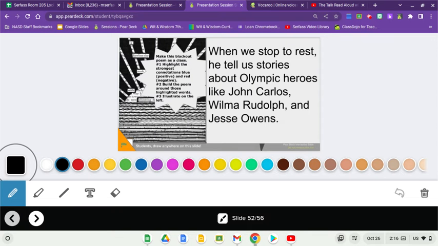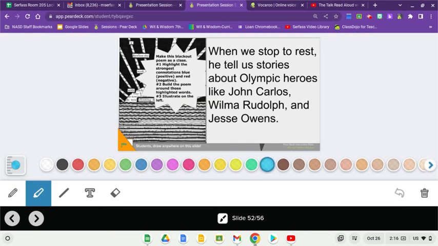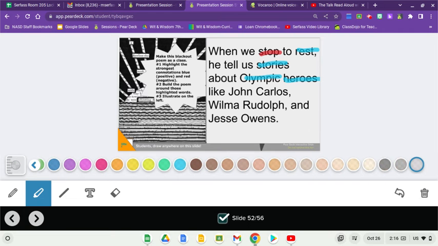Then I'd like you to turn it into a blackout poem, right? What does that involve? It involves blacking out, highlighting the connotations. So I've got my good connotations for heroes and Olympics, good connotations for stories, I feel, and rest. And I want to keep, I think that's where we'll stop there. And I got my negative for stop. And my neutral, let's go with our neutral for we.